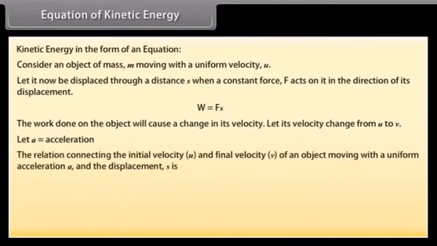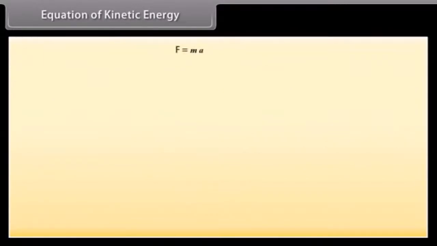The relation connecting the initial velocity u and final velocity v of an object moving with a uniform acceleration a and the displacement s is v square minus u square equal to 2as. This gives s is equal to v square minus u square whole upon 2a. We know that F is equal to ma, so by using values of F and s in the equation of work, we get W is equal to ma into v square minus u square whole upon 2a.